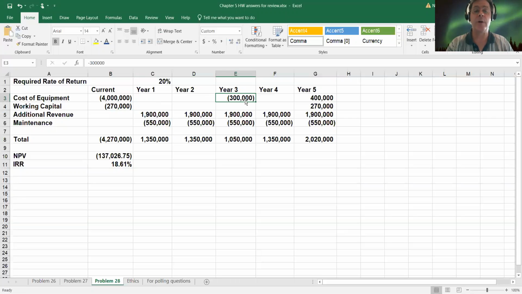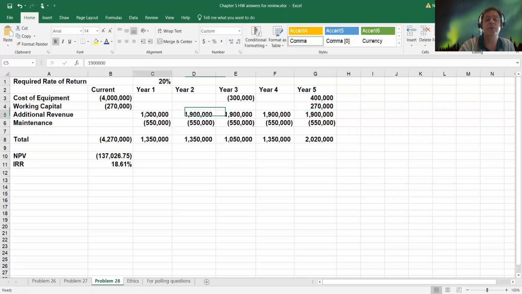They also threw at us the fact that there needs to be some kind of an overhaul or major expenditure in year 3. And then we have the salvage value, which can be sold for 400,000 at the end of year 5. Working capital gets released, as they refer to it, or paid back, however you want to look at it, as a positive in year 5.